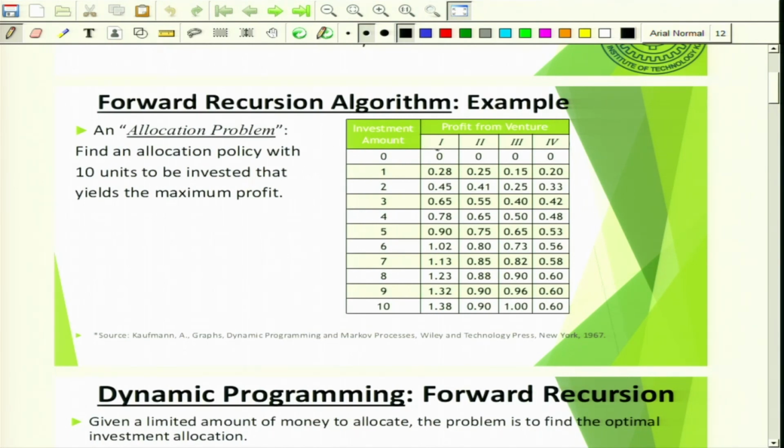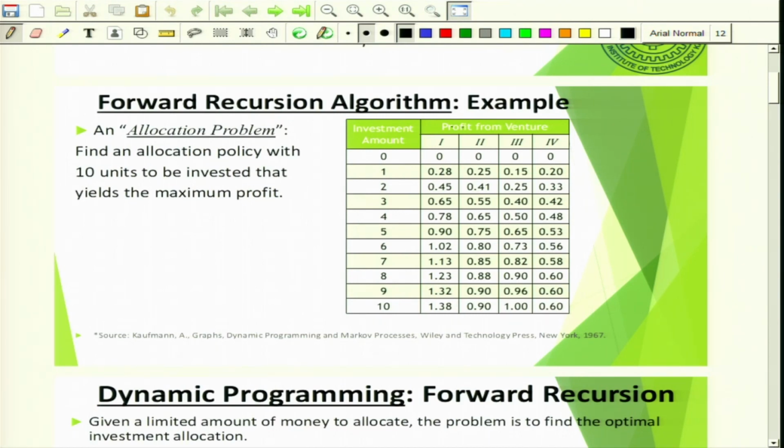In this you can see there are 4 different ventures, 4 different companies where a person is ready to invest, right? And the investment amount could range from 0 units to 10 units. It's just a per unit value. You are very familiar with per unit, right? Similarly, 1 unit could be $1, or you can consider 1 unit to mean $1,000 or $1 lakh. It's up to you. So now find an allocation policy with 10 units to be invested that yields the maximum profit.